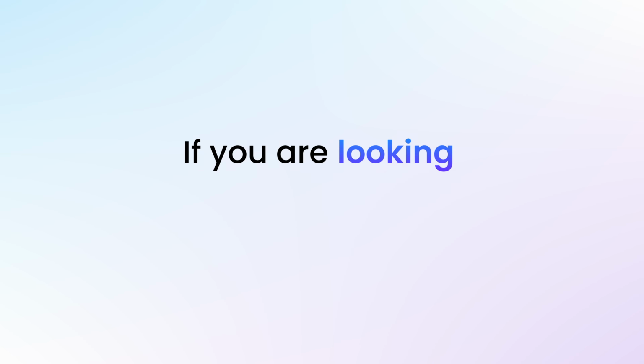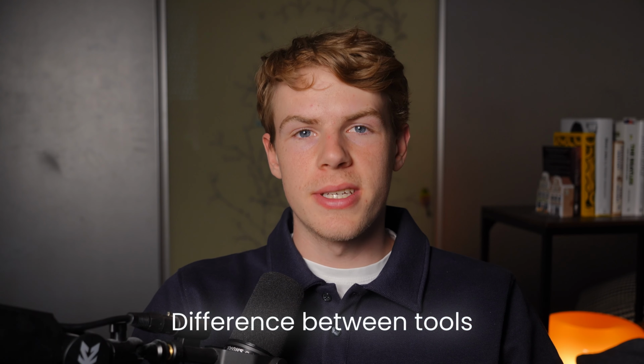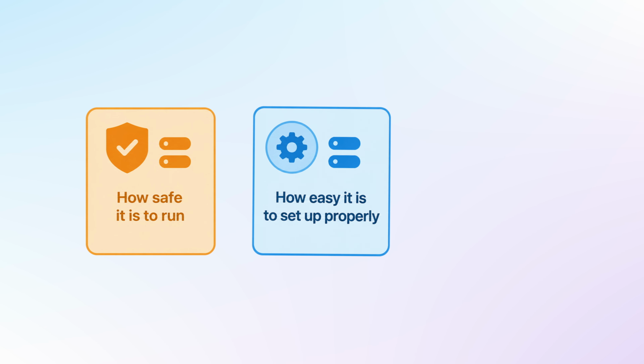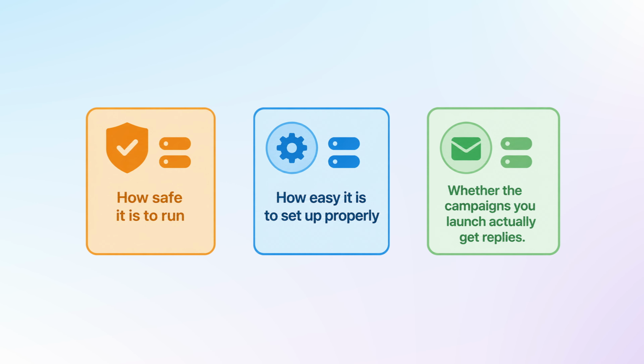If you are looking at LinkedIn automation tools, the assumption is that they all do basically the same thing. You connect your account, build a sequence and start sending, just pick whichever one has the best looking dashboard and get going. That's how I thought about it too, until I started actually using a lot of them. Because the difference between tools isn't the sequence builder, it's how safe it is to run, how easy it is to set up properly, and whether the campaigns you launch actually get replies.